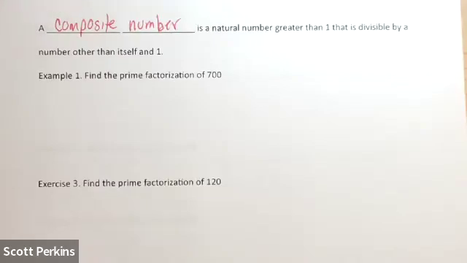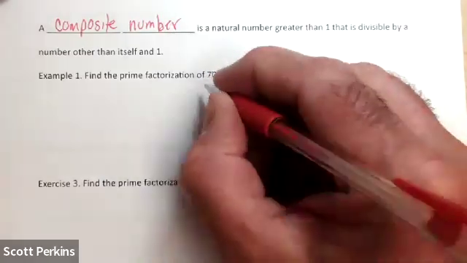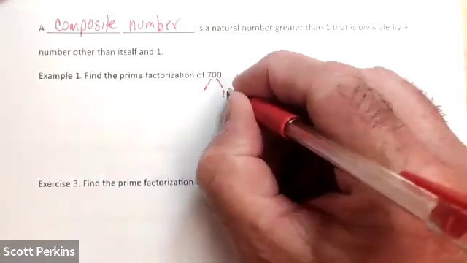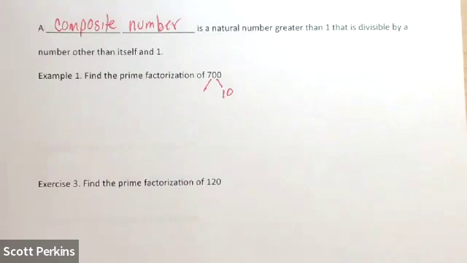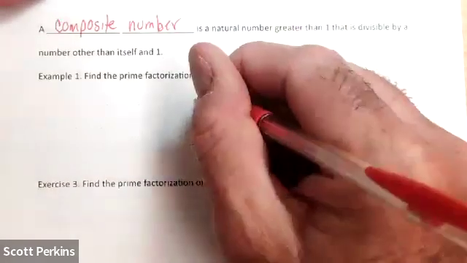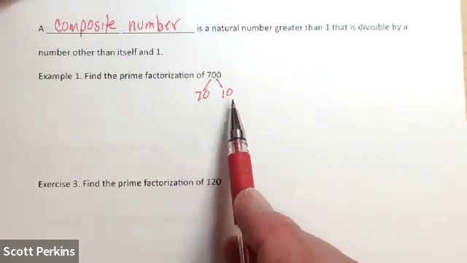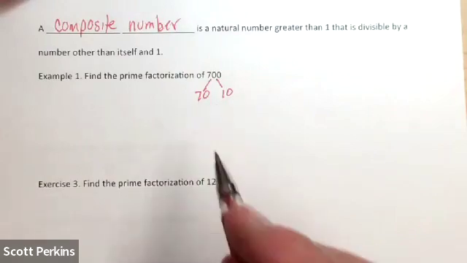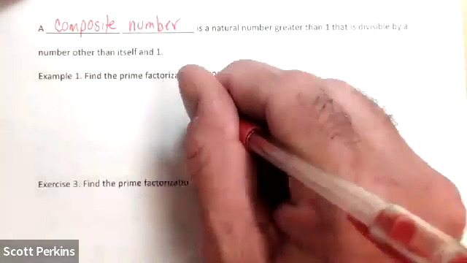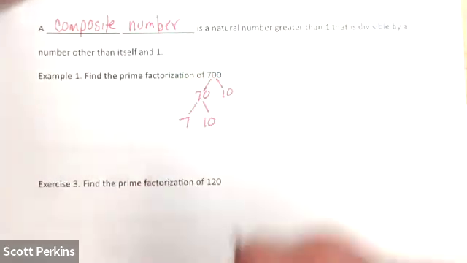So looking at 700, 700 ends in a 0. So I know that 700 is 10 times something. Now feel free to use your calculator. I don't care. I can't stop you. This is an online class, so you're doing your homework. So 700 is 70 times 10. And now what we've done is we've broken that into smaller numbers that are easier to work with. So again, 70 ends in 0. So 70 is 7 times 10.